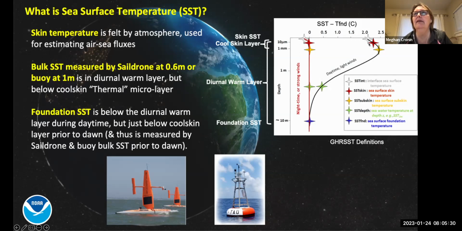Above the diurnal warm layer, there's a cool skin. And so the skin temperature can really differ from the 10-meter foundation temperature, which is below the diurnal layer, or the bulk temperature, because of these two effects, the cool skin and the diurnal warm layer. But it's really the skin temperature that is felt by the atmosphere and used for estimating fluxes.